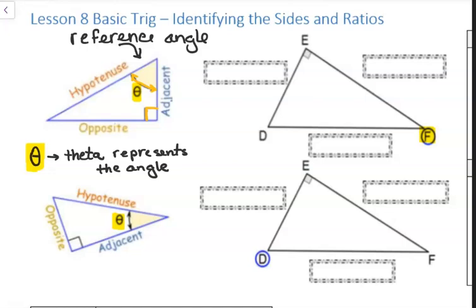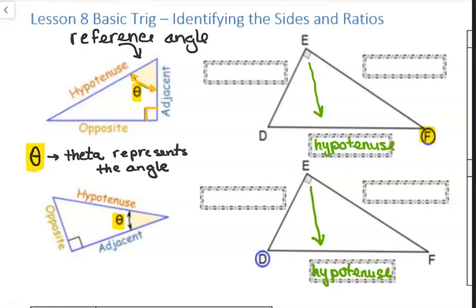Now, we have three sides to our triangle. There's the hypotenuse, and our hypotenuse will always be straight across from your right angle. It will be the longest side of your triangle. So this here is your hypotenuse. It doesn't matter what your reference angle is, your hypotenuse will always be the same side. The next two sides we're going to name the opposite and the adjacent. Those will change based on the angle.